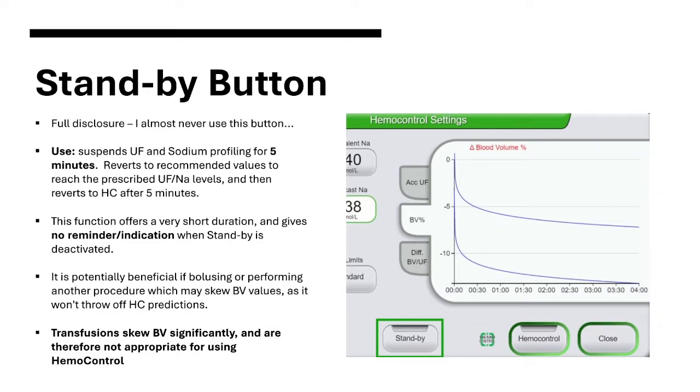It is worth noting that providing a blood transfusion during dialysis, of course, skews your blood volume significantly and is therefore not appropriate for using HemoControl. So you can't transfuse someone and use HemoControl at the same time. You would have to revert to a linear UF just for the safety of the patient, because HemoControl relies almost entirely on your blood volume fluctuations to make the necessary adjustments.